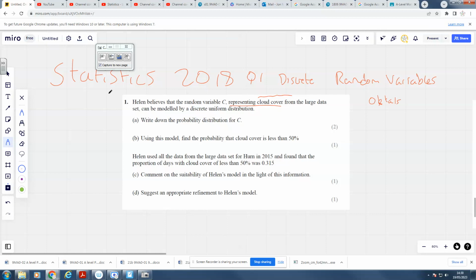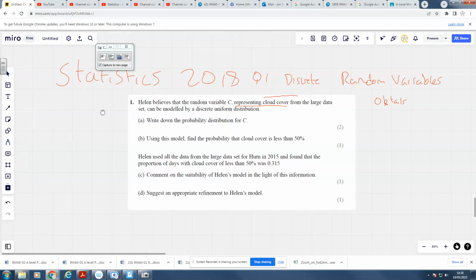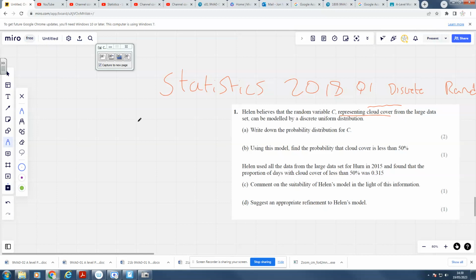But anyway, they want us to write down the probability distribution. Now, if you're ever writing down a probability distribution, that always means a table of values. So you've got C, probably that capital C equals little c.